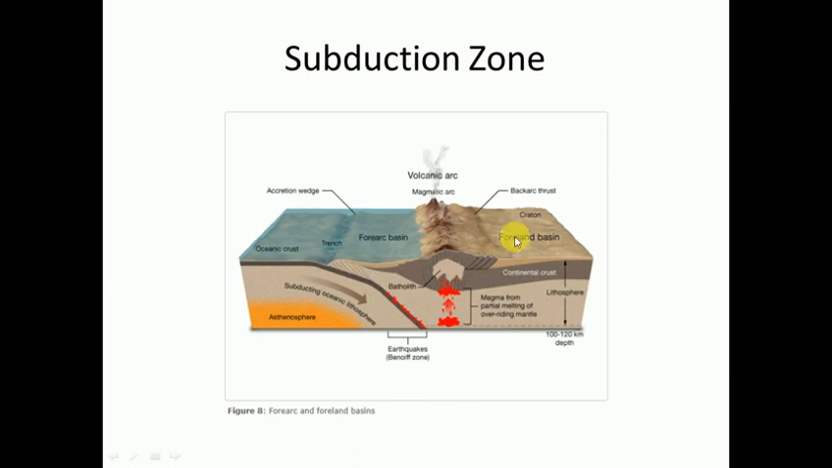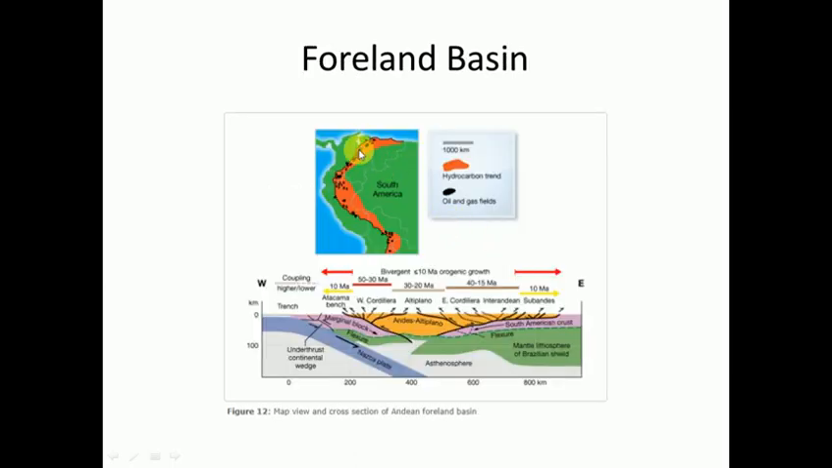Oh, sorry, just behind it is the foreland basin. So that's what we're getting over here. And so you've got a long row of foreland basins, because you've got a long line here of subduction and volcanic arc. So this is where the oil and gas is.